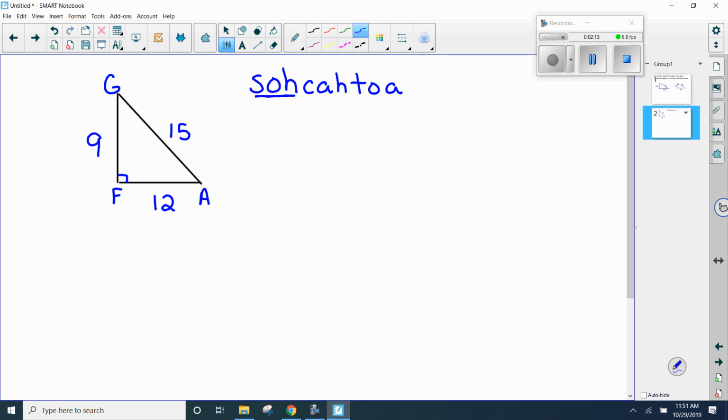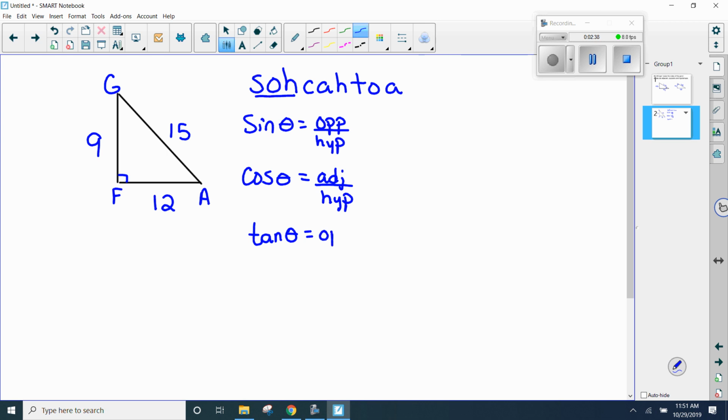So sine is the relationship or the ratio of the opposite side to the hypotenuse. Cosine is the ratio or the relationship between the adjacent side and the hypotenuse. And tangent is the comparison of what two sides? Opposite over adjacent.